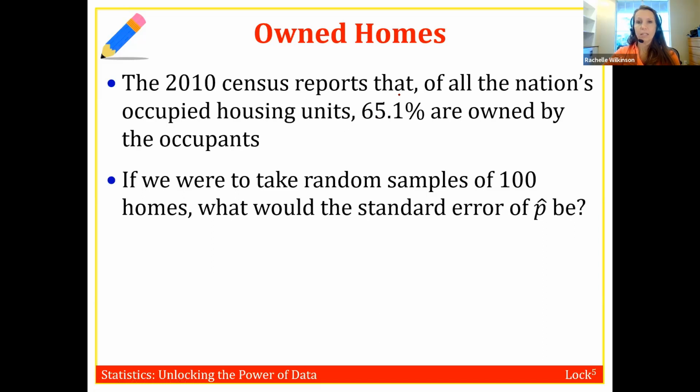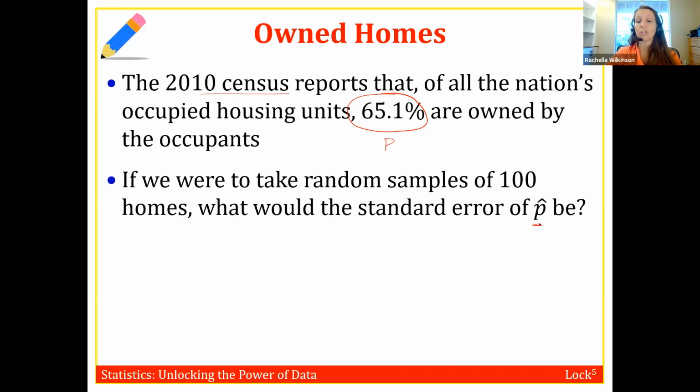So first, looking up here, this 65.1, is this a parameter or a statistic? Yeah, this is a parameter, right? This is P. We know it's a parameter because it came from the census, which measures everybody. So in the population of everybody, 65.1% of people own or live in something that they own. So let's say now that we take a bunch of random samples of size 100, and from each of those samples, we're going to calculate p hat.